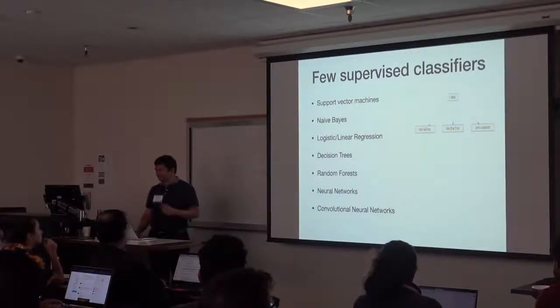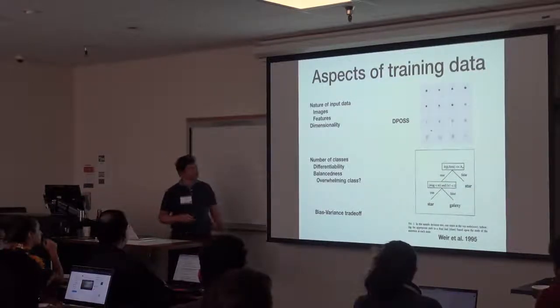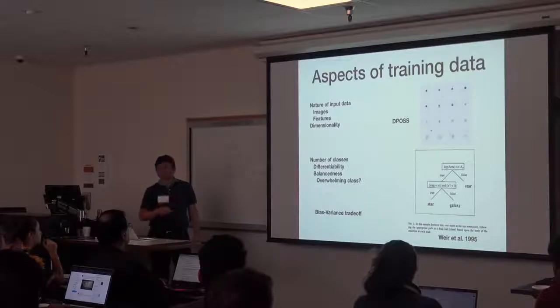And before that, we'll want to see the different aspects of training data. So when you're looking at training data, what is it you need to look at? The nature of input data. Are you dealing with images? Are you dealing with features? That becomes important, how you're going to use them, and the dimensionality that I already mentioned.